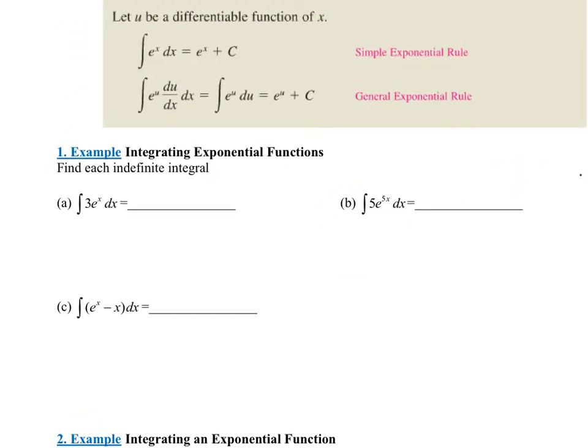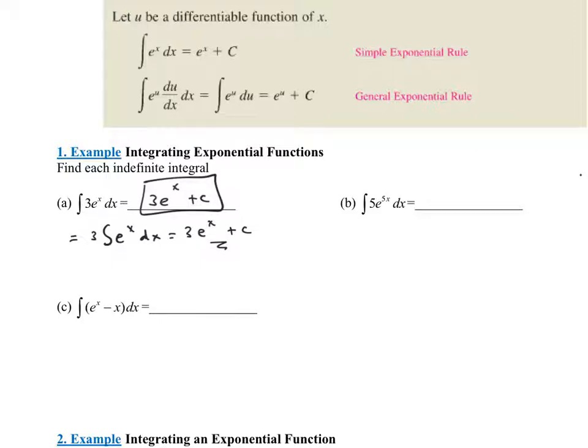So let's take a look at this right here. The first one says find the indefinite integral. The first one just has a constant multiple of 3, so pull that out in front. You would end up with 3 times the integral of e to the x dx. We know that the integral of e to the x is indeed e to the x, and then we need the plus c. So the answer would be 3 e to the x plus c. Let's go ahead and look at b here.